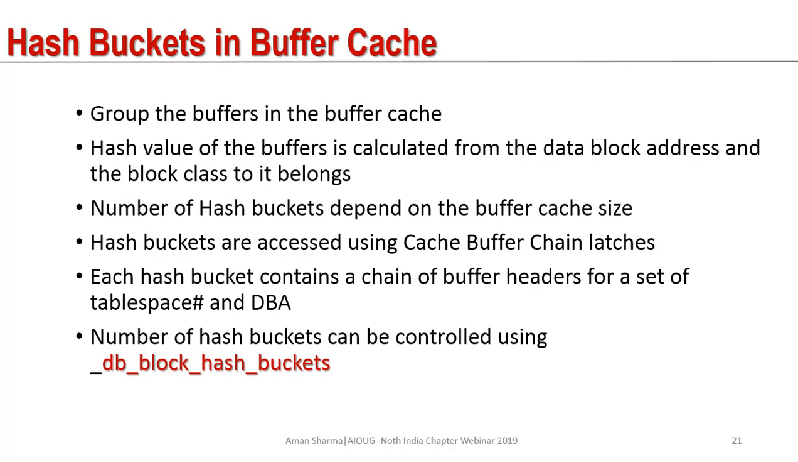So how is this mechanism actually done? The hash table is created inside the buffer cache, but the number of hash buckets is created based upon the size of the buffer cache. Of course, if you want to manually control it, it is possible with this parameter, but as always it is not a good idea to change any internal parameter by yourself.